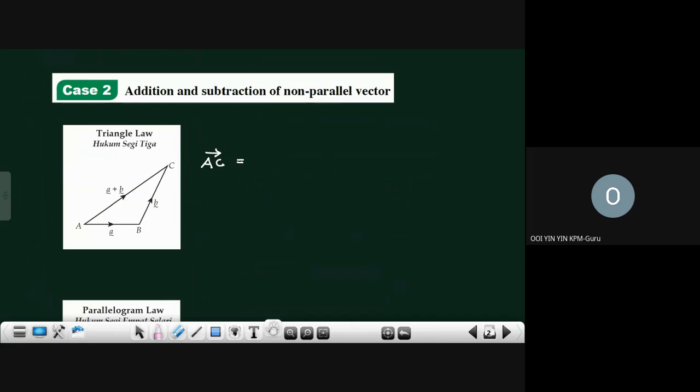更何况如果你不听清楚的话，等下你更晕。Okay, now this one listen carefully. Actually, the basic concept is very easy. Okay, now addition and subtractions of non-parallel.